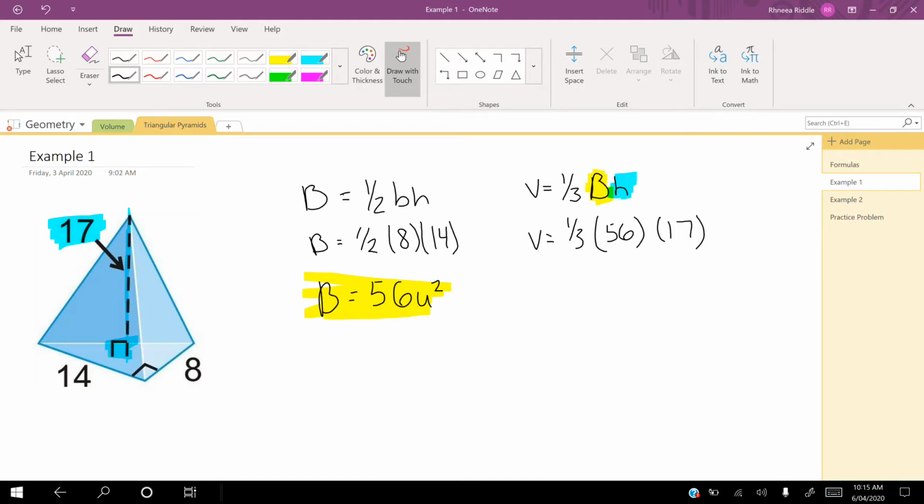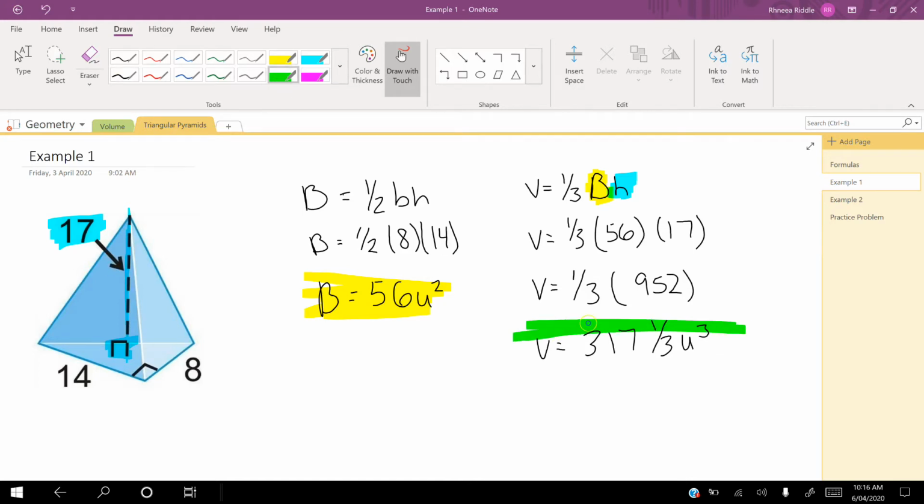We can go ahead and do 56 times 17. So we get V equals 1/3 times 952. And then when we find 1/3 of that, we get V equals 317 and 1/3 units cubed. So that's how we're going to find the overall volume of this entire triangular pyramid if you want to do that two-step way.